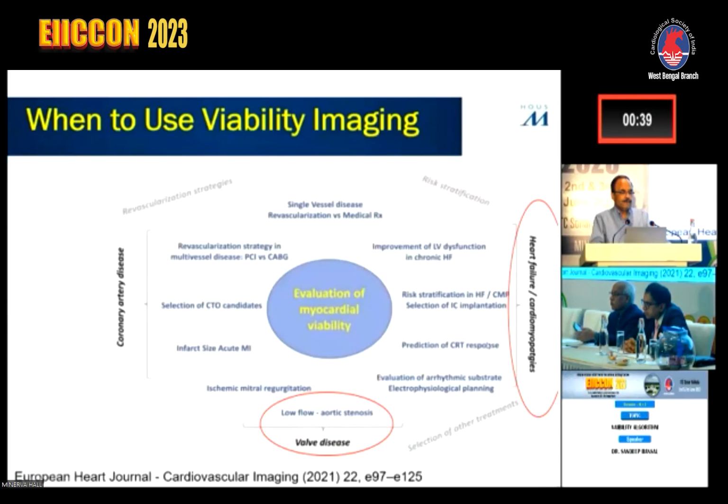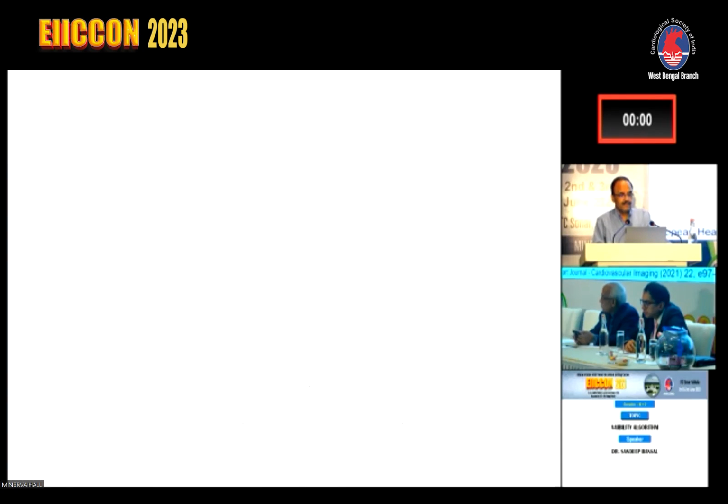And the purposes of viability imaging are basically to plan the revascularization strategy and to risk stratify the patients, because those who don't have a viable area fare much worse. Their prognosis is much worse as compared to those in whom there are viable areas. And also to plan the revascularization strategies, as Dr. Pandey just alluded to. And there are some situations like a low flow state with aortic stenosis, for example. So these are the situations in which viability imaging is used.